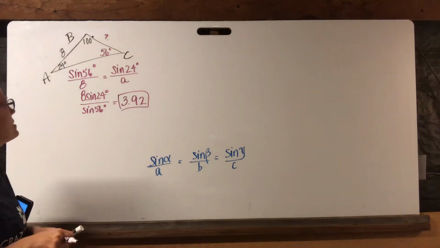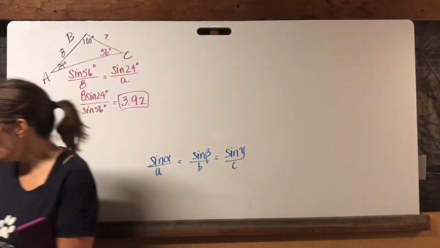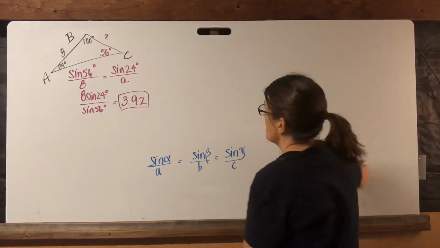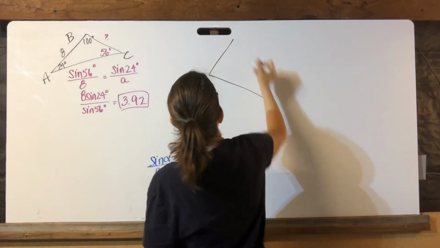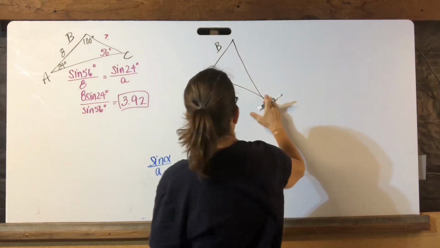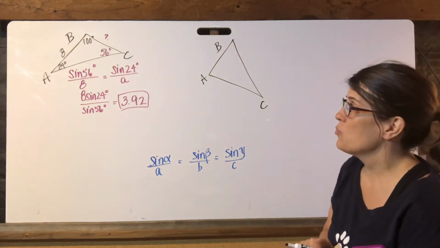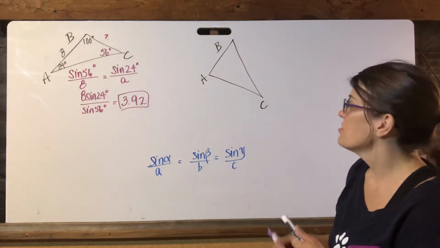Okay, so that was angle, side, angle. But again, if you know 2 angles of a triangle, you automatically know the third. How's that? I drew it different. Okay, so the previous example was angle, side, angle. Now I'll do angle, angle, side.